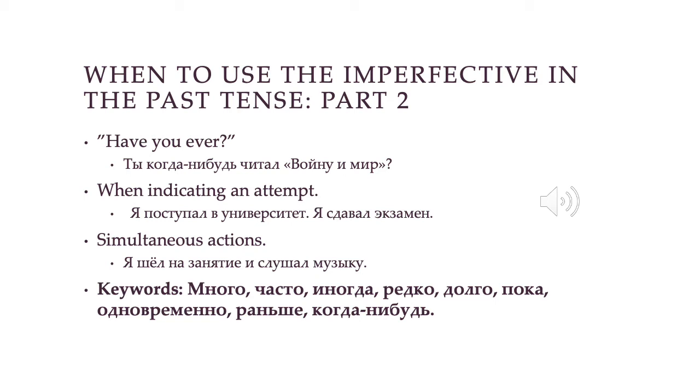And then we also use the imperfective to indicate simultaneous actions. So, я шел на занятия и слушал музыку. I was walking to class and listening to music.